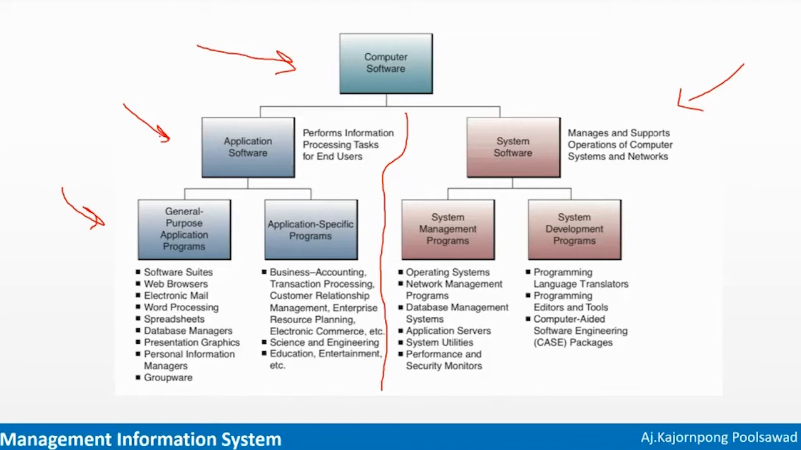Now we know that software can be separated into two sides. The first one is application software for the end user like us. And the other one is system software, for the computer to communicate with themselves, communicate with the network, and with another server and another computer, to translate the programming language to each other.